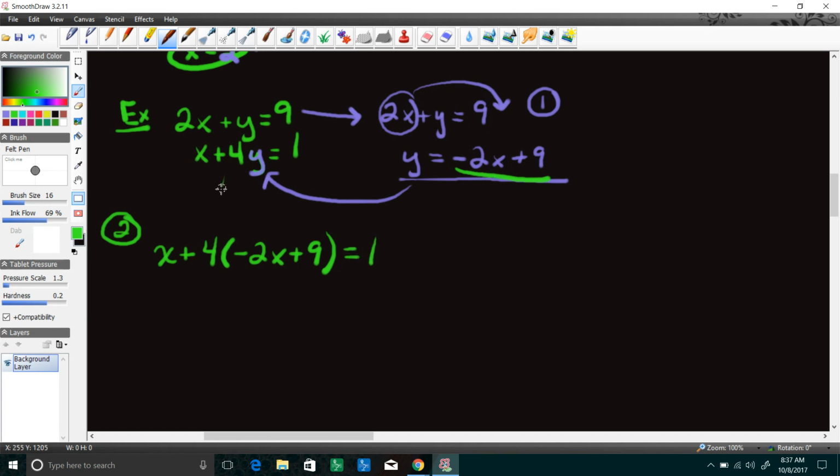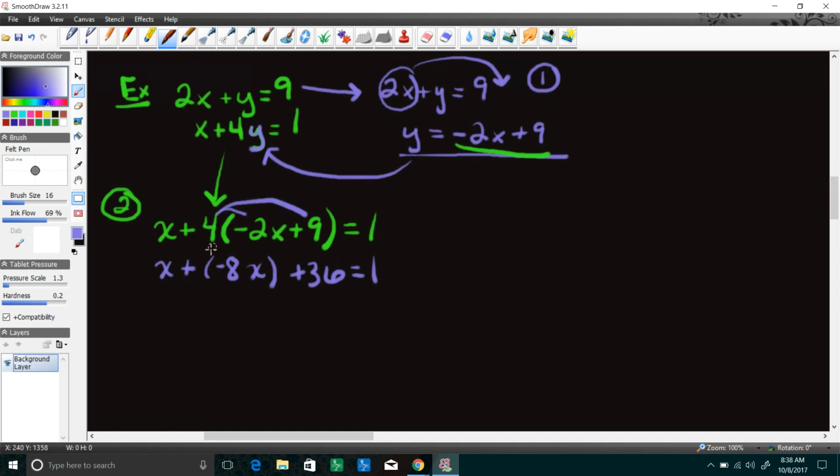So I have this entire thing right here, but instead of my y, I'm putting in the expression that it's equal to, okay? From here, we just solve. So this does have a little bit of steps because we have that parenthesis, so we're going to have to distribute. So I bring down my x plus 4 times negative 2 is negative 8x. And I'm putting it in parentheses only because there's a plus here. 4 times positive 9 is positive 36, equal to 1.